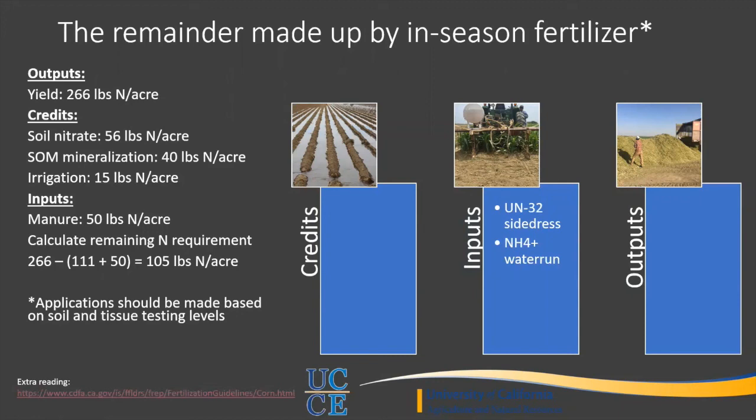Now, it's important to note again that the crop nitrogen requirement might not simply be met by one fertilizer application of 105 pounds of nitrogen, but rather nitrogen application rate and timing should be determined based on soil and tissue testing, as we mentioned before.